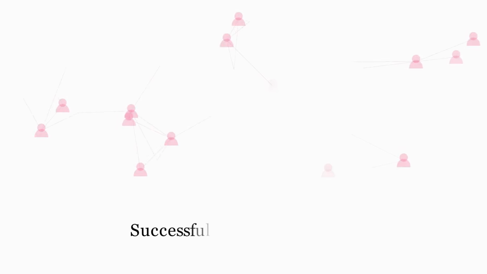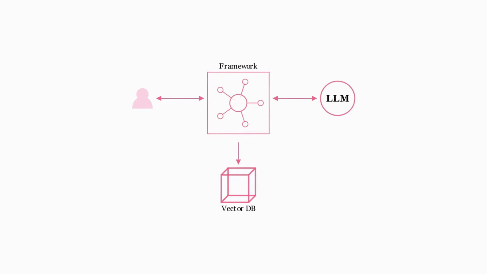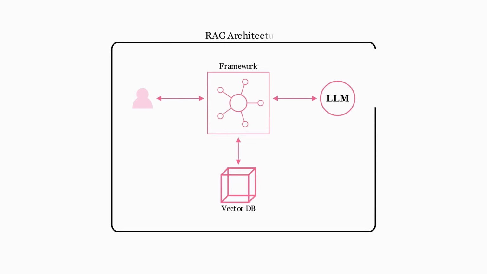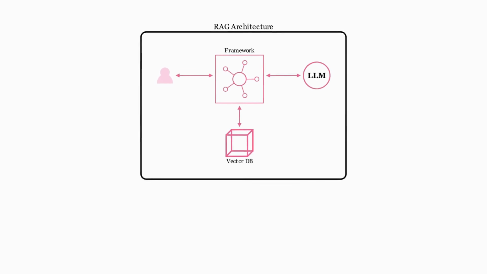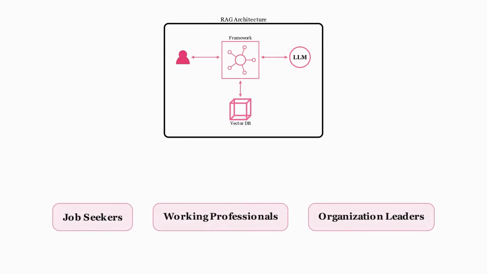Despite a lot of hype, here is a secret reality of today's tech world. Most organizations that have been successful in deploying AI solutions in production have done one thing right: implement Retrieval Augmented Generation (RAG) architecture. Though it is a very simple technique, it can solve many powerful use cases. So, it is very important for every tech builder, including job seekers, working professionals, and organization leaders, to nail this right.